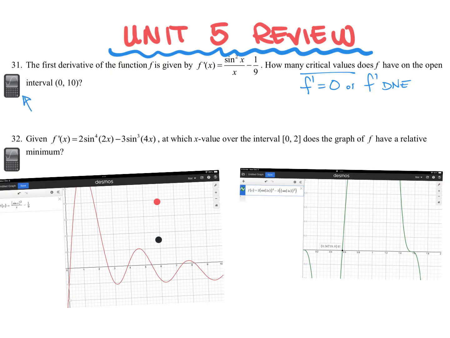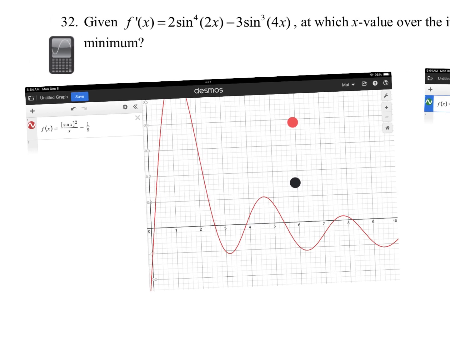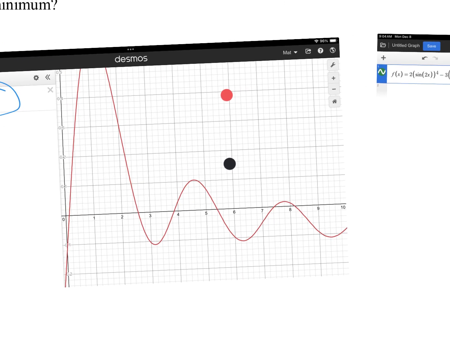So I went to Desmos, and I graphed that, and it looks like this fella down here. This is supposed to be f prime, but I couldn't put a prime there, otherwise it would do the derivative of that on Desmos. Anyway, so this is f prime, and I plotted it in Desmos, and here we go.